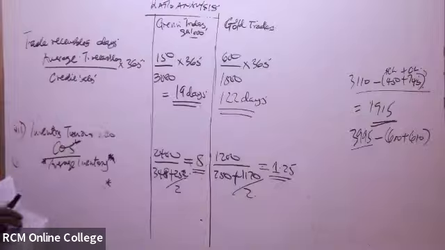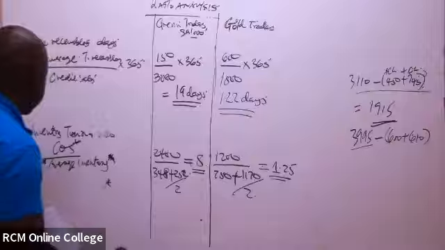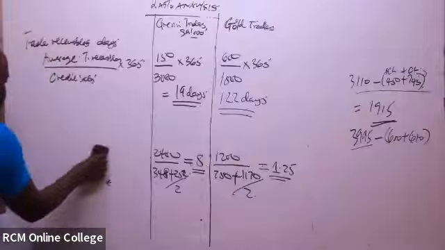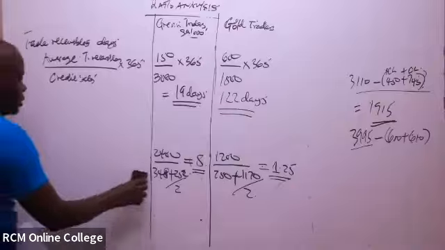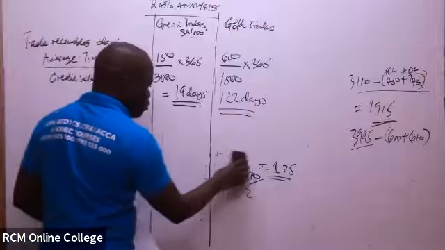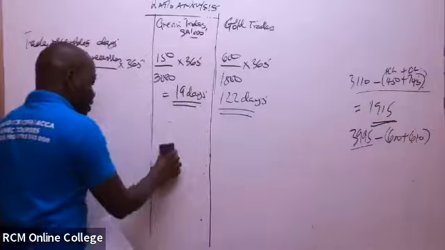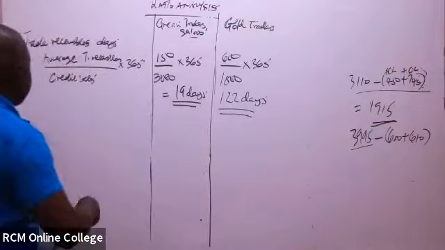Then the other one is trade payables days. So in this case, how do you pay? How efficient are you in paying your suppliers?